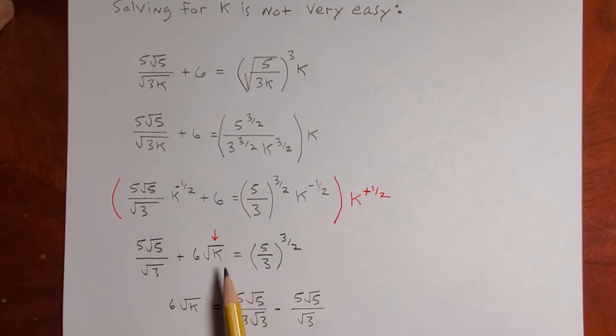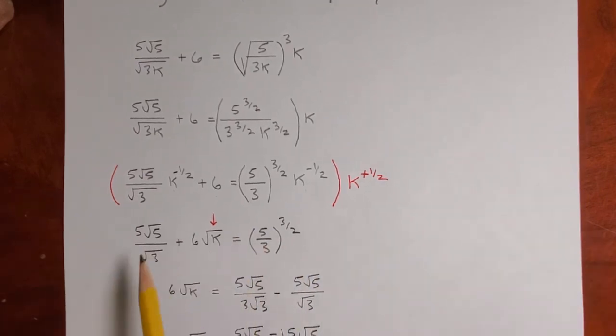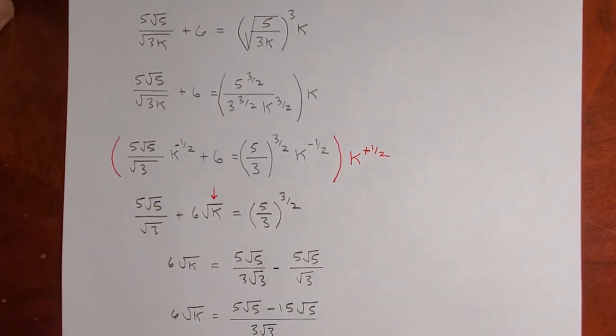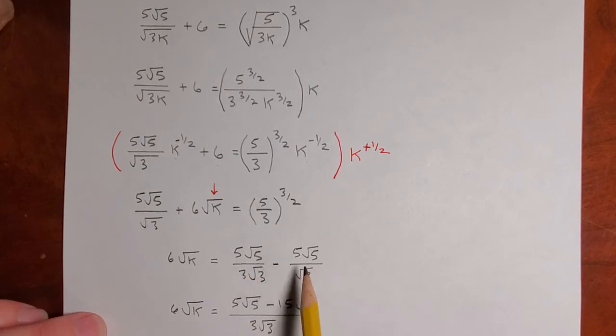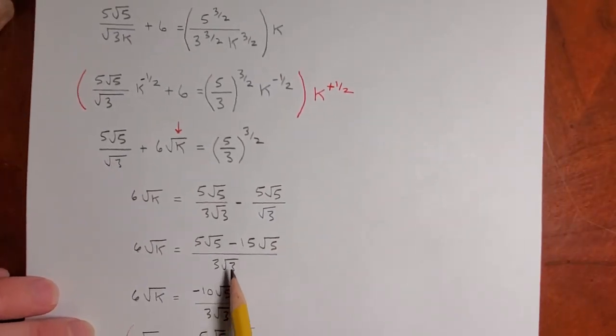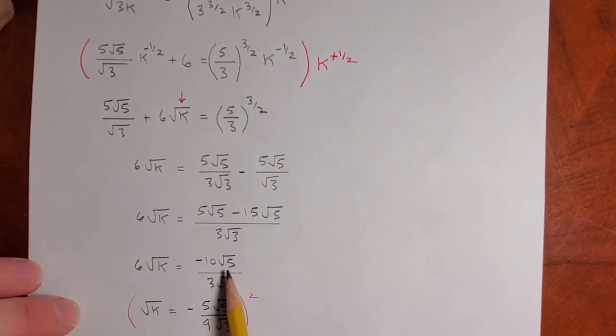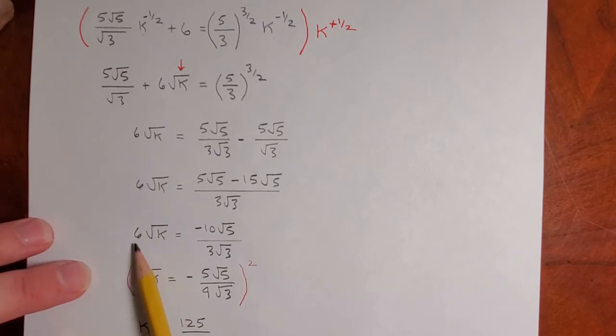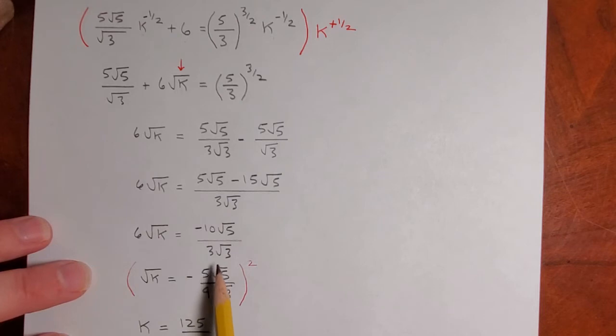If I could just isolate the k, then I'll know what it is. So I'll subtract this term, 5 root 5 over root 3. And then these actually can be combined, getting a common denominator of 3 root 3. Okay, hence the 15, and then those are like terms. 5 root 5s take away 15 root 5s will get you negative 10, and like that. And then I divided by 6 at that point, and so you would get 10 over 18 if you did that, but we reduced to 5 over 9.